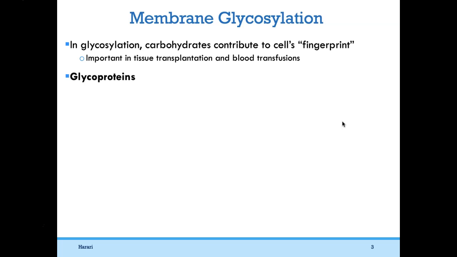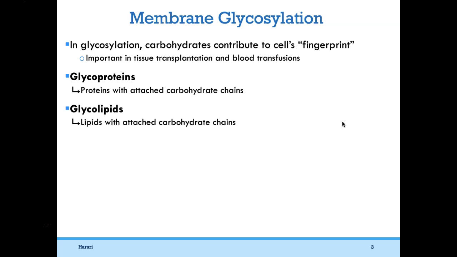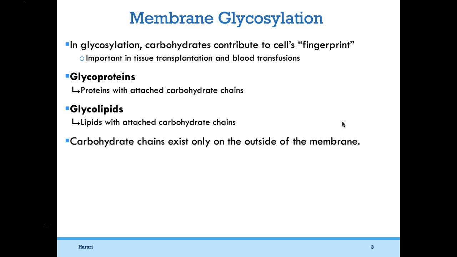So the sugar could be added to proteins. The proteins on the membrane could be attached with carbohydrate chains. So these can be sugars that are added to the membrane proteins. Or the lipids of the membrane can also be glycosylated. So the phospholipids themselves can have carbohydrates, or the protein can have carbohydrates. And again, these are usually sugars. And these sugars contribute to the cell's identity.